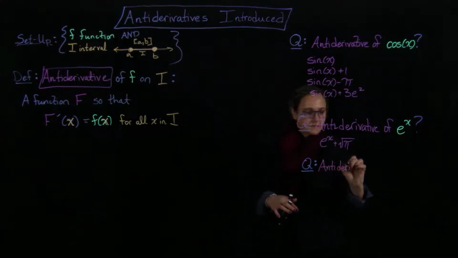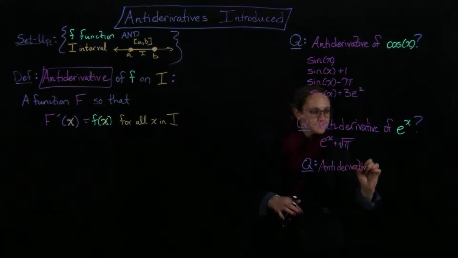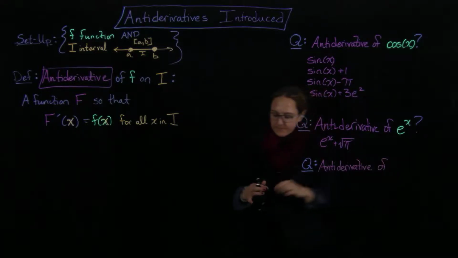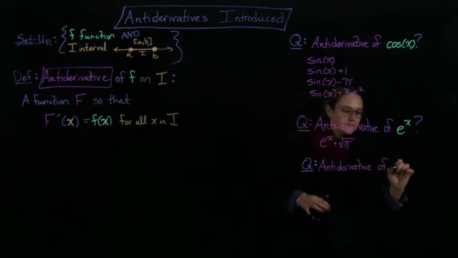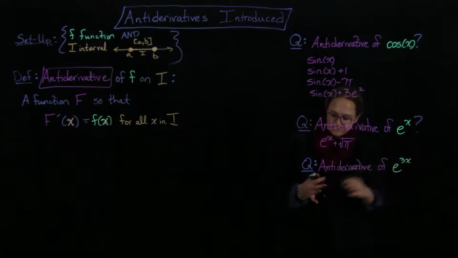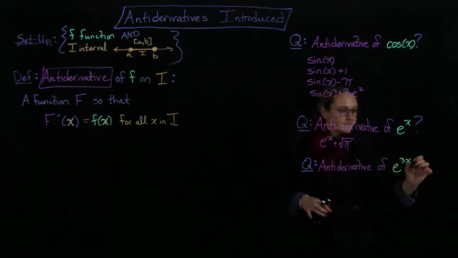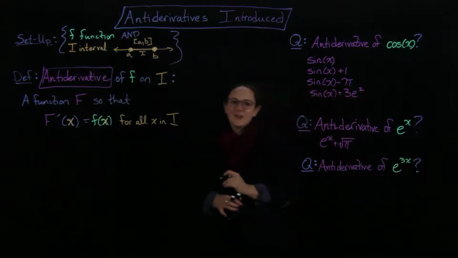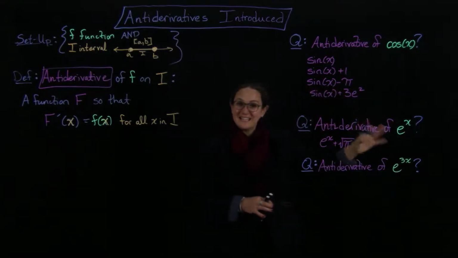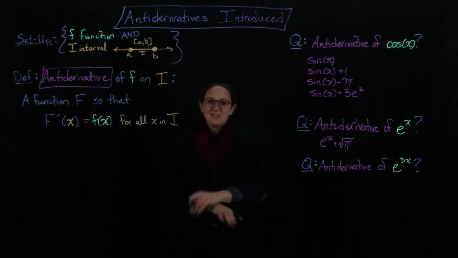So the antiderivative of, and then we make this slightly trickier because we go e to the 3x. Okay. Now, you're first going to want to say e to the 3x, right? Because of that one that you just saw.